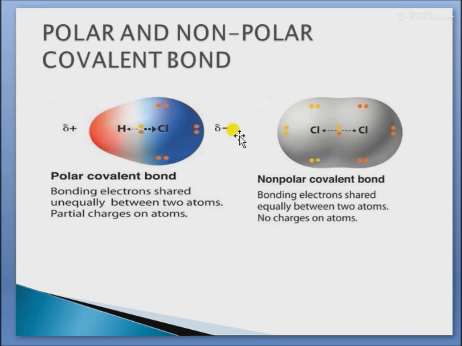Next is polar and non-polar covalent bonds. Polar covalent bonds are those in which the bonding electrons are shared unequally between two atoms and they acquire partial charges. For example, in case of HCl, here chlorine is more electronegative than hydrogen and it pulls the electrons of the shared pair towards itself and it acquires partial negative charge and hydrogen acquires partial positive charge.